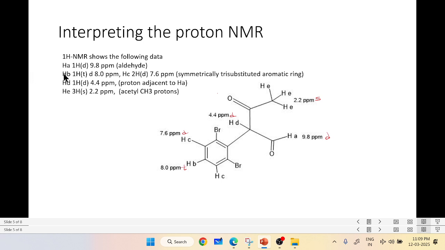Now HB and HC, if you look, they are aromatic protons. They come in the aromatic region of the proton NMR, between 6 and 8 ppm.